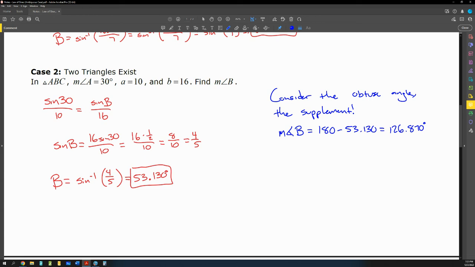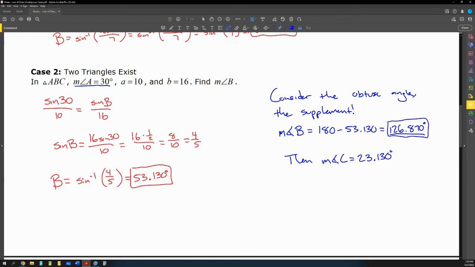So then we have to consider the third angle. I know that angle A is 30 degrees. Angle B would be 126, so this would be 156 total. So then the measure of angle C would be equal to 23.130 degrees. So yes, all three angles are defined. These work.